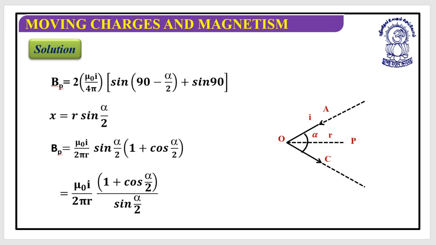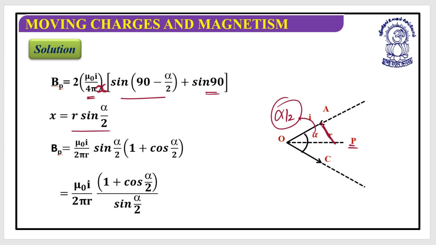So let's just have a look. The situation is, the magnetic field at point P is equal to mu naught I by 4 pi x into bracket sine of 90 minus alpha by 2 plus sine 90, while x can be written as this perpendicular distance. This perpendicular distance is r sine alpha by 2, because this angle is bisected and this is alpha by 2.